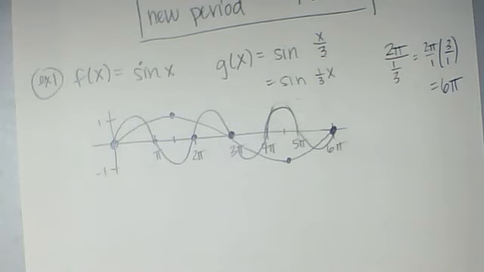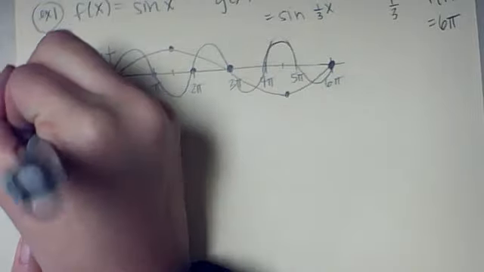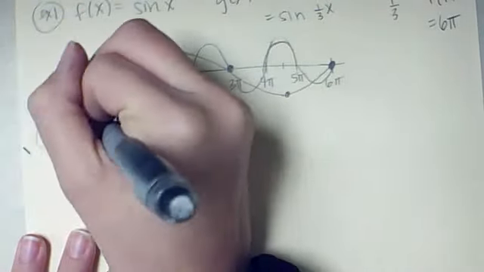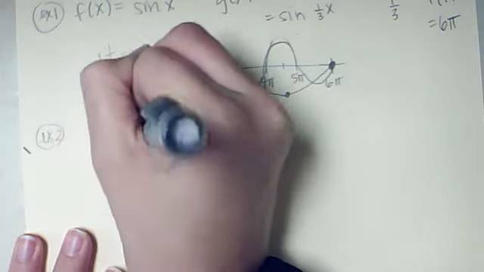Let's look at 2 more examples. I want to show you one with cosine and a different transformation. So example number 2 is f of x equals the cosine of x.